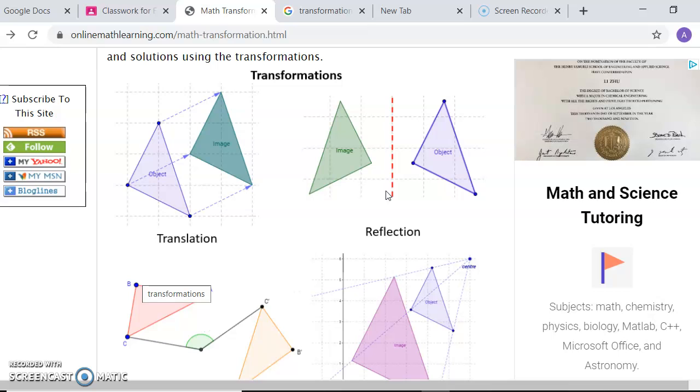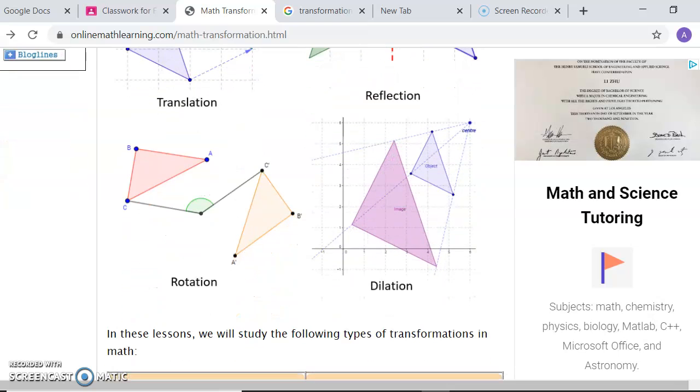Reflection is just like looking into a mirror. That is your reflection. So you'll have the original object, as you can see with my cursor, and then it's reflected over a particular plane or a particular axis, and you get a mirror image of that particular object. Notice that the shape and size of that image has not changed.